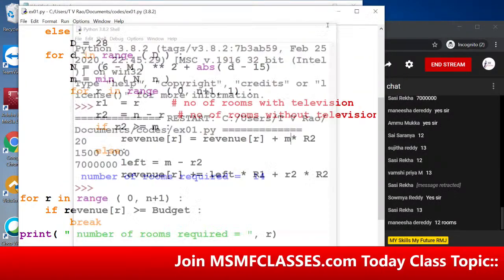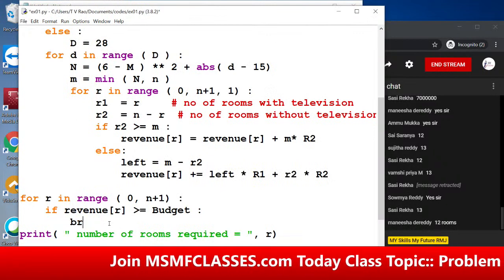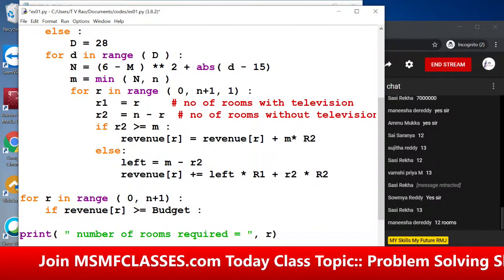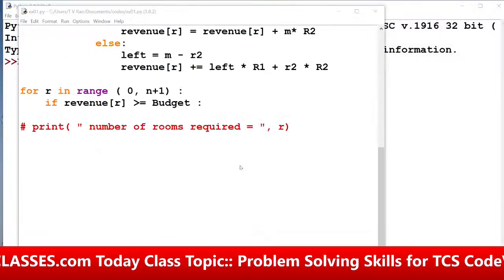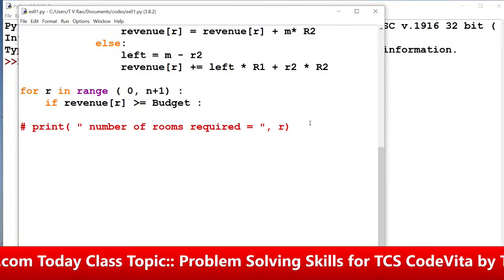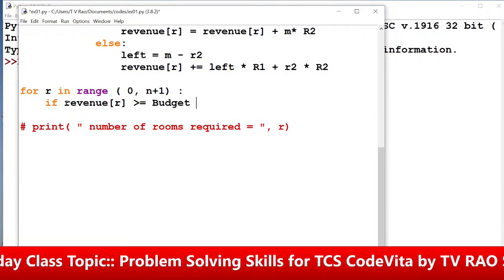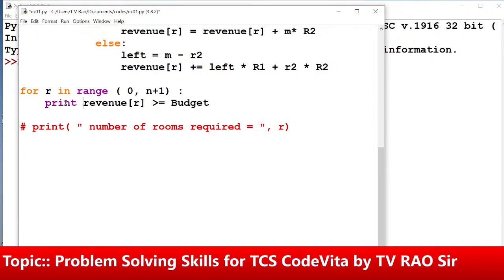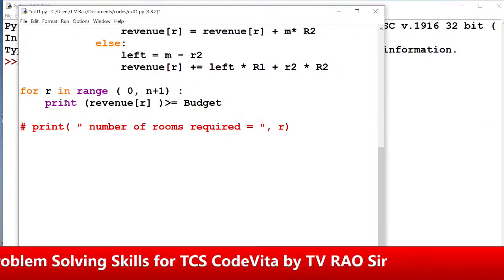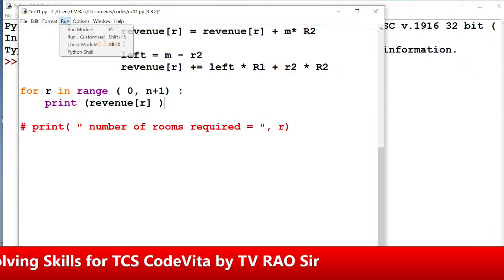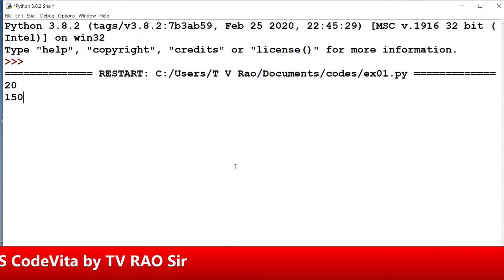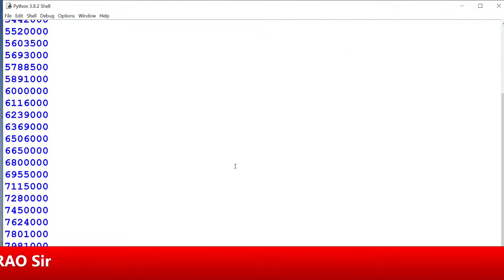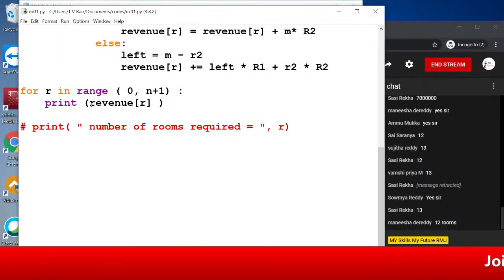Okay. To understand that, you look at this output. I should put room number also.